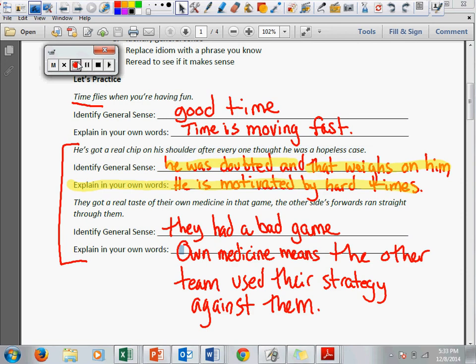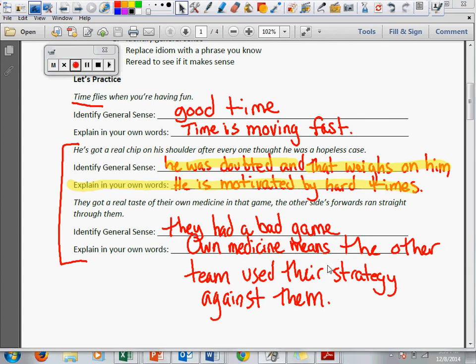And knowing that they had a bad game and the other side used their forwards to run straight through them, and I know this from other times I've heard this phrase, I know that own medicine, and I'm reading my explain in your own words right here. I know that own medicine means the other team used their strategy against them.